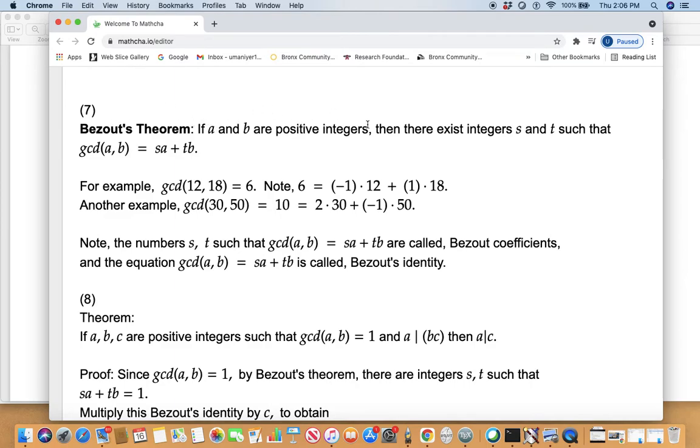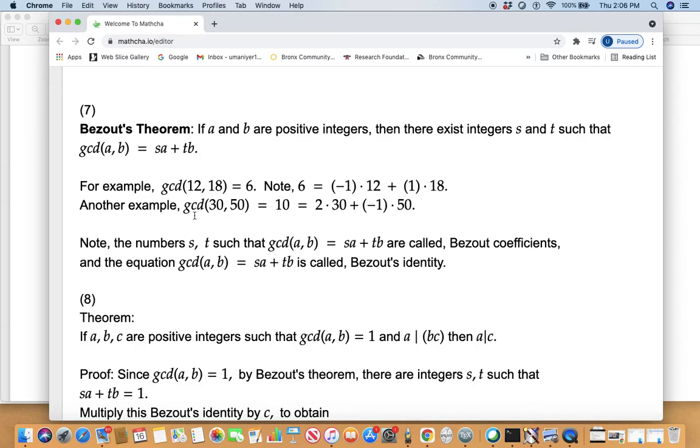If a and b are positive integers, then there exist integers s and t so that the GCD can be written as sa plus tb. This is called an integral combination. The GCD of a and b can be written as an integer times a plus an integer times b. For example, we just saw the GCD of 12 and 18 to be 6. Well, note 6 can be written as negative 1 times 12 plus 1 times 18.